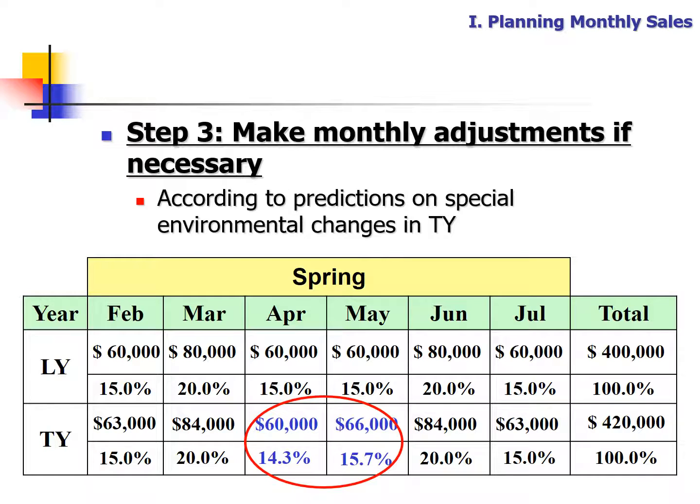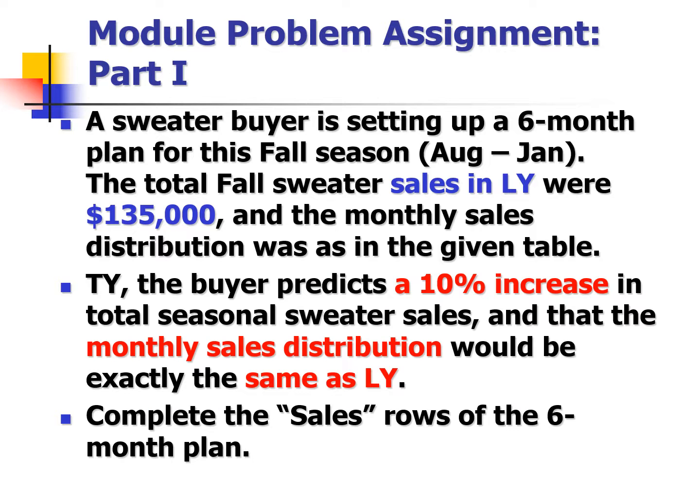So, for example, increase the May sales to $66,000, which will be 15.7% in terms of the monthly percent sales distribution. In April, you're going to have a little bit slower sales of $60,000, 14.3%. Something like that can happen just to fine-tune your monthly sales dollar plan. All right, so that has been it for planning sales.